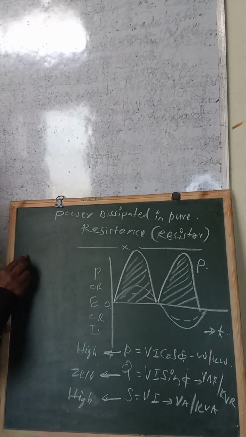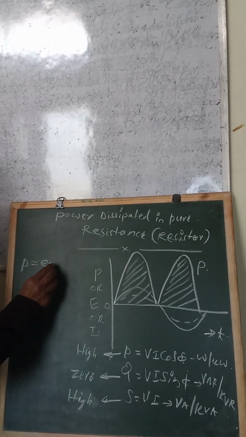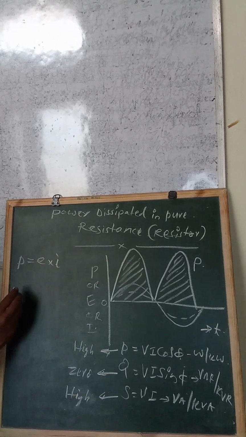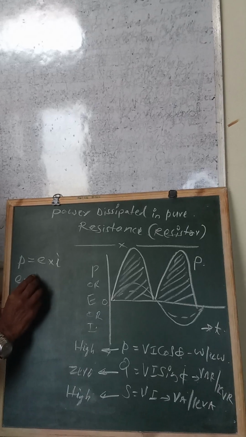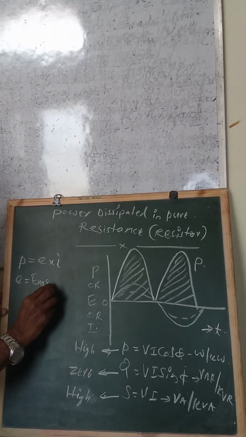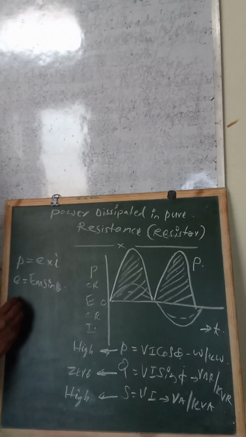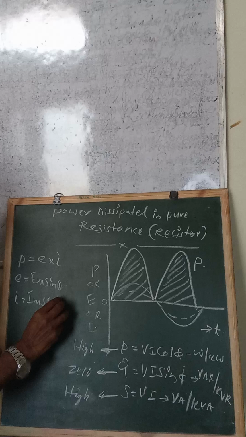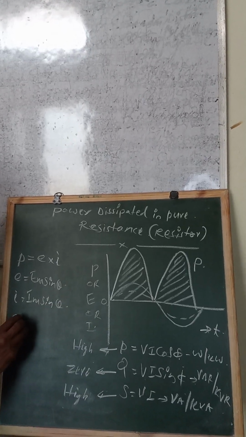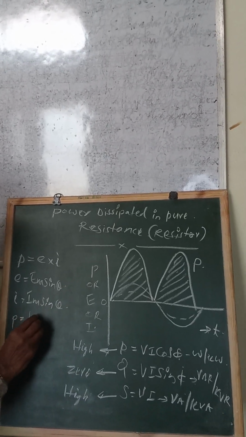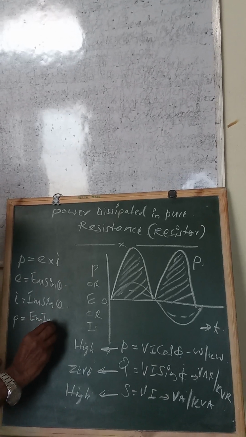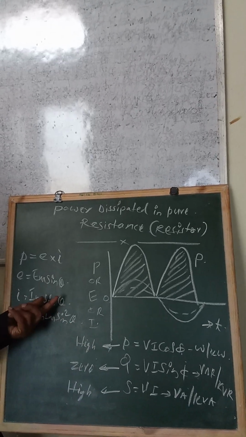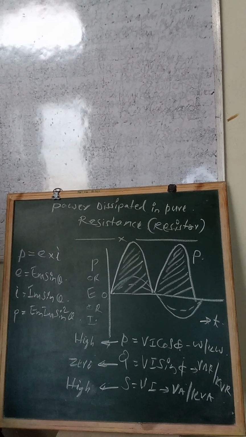We know that power is the product of instantaneous EMF and instantaneous current. Assuming that the instantaneous EMF is equal to E maximum sin theta and the current is I maximum sin theta, then P will be equal to E maximum I maximum sin square theta. You can write it that way.